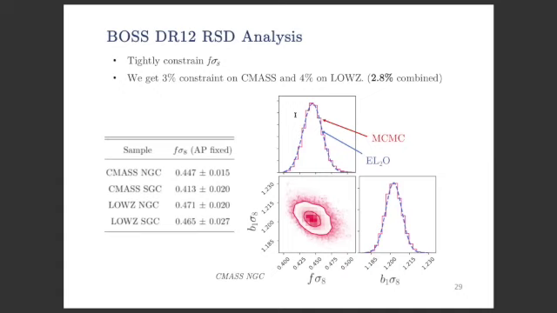A few things I should mention is that small-scale information helps. Compared to k of 0.2, we get roughly 30% improvement by extending to k of 0.4, and also including the hexadecapole, the f sigma 8 constraints improved by roughly 35%.